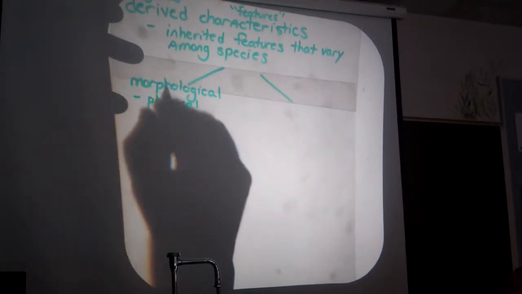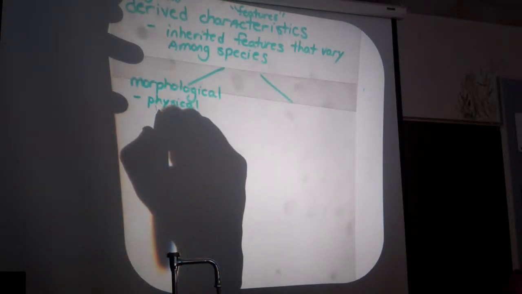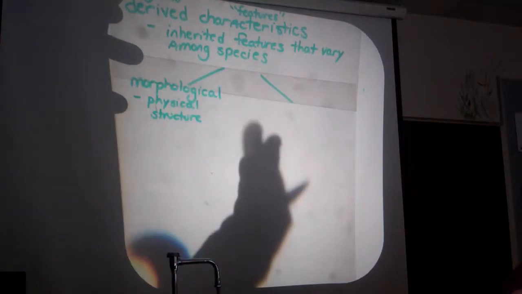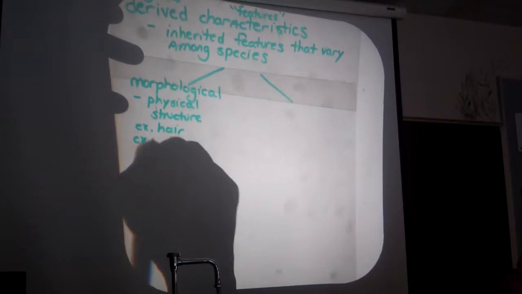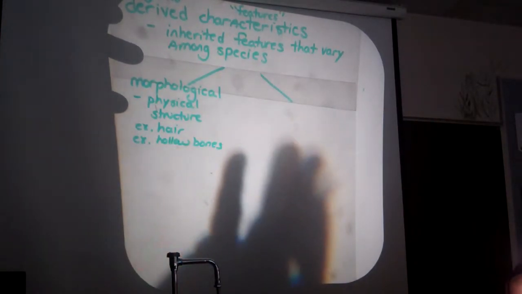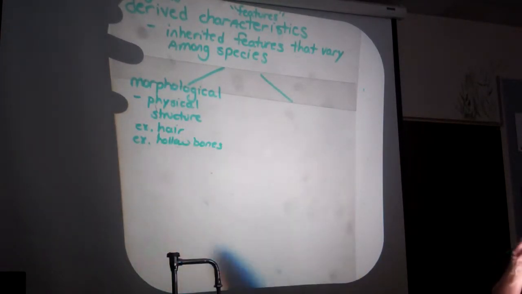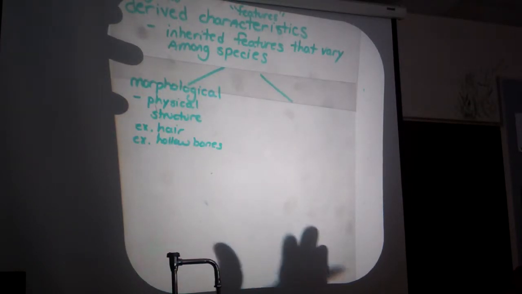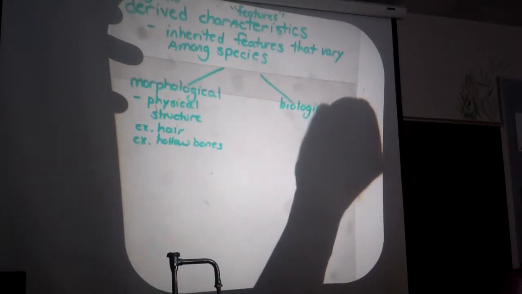Derived characteristics can be morphological, which means they could be like a physical structure. You could refer to a physical structure as derived characteristics, and I just mentioned some. Hair, or hollow bones. There are some organisms that have hollow bones. There are some organisms that do not have hollow bones. Those are examples of morphological derived characteristics. Okay, the other one, biological, I'm going to call it.